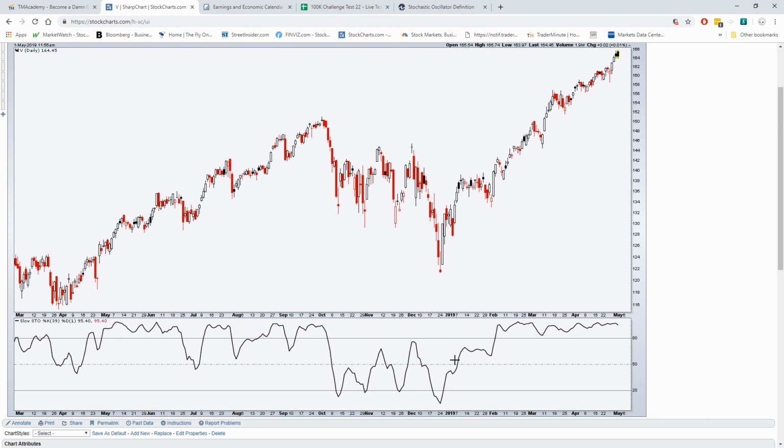You take a look at Visa. This shifted here in January, and it's remained bullish since that time period. And so just one of the best momentum oscillators or momentum indicators that is out there in the market, and that is the Stochastics.